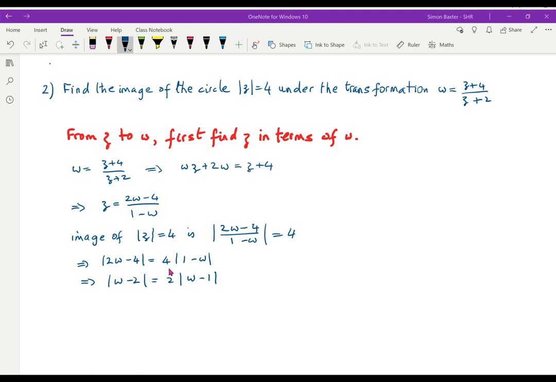Mod (2w minus 4) is mod 4 times mod (1 minus w). Take the 2 out and cancel, and I'm left with mod (w minus 2) is 2 times mod (w minus 1). So this is no longer an easy straight line. What we have now is Apollonius's circle. And the only way to deal with Apollonius's circle, or I think the best way, is to rewrite w as u plus iv.